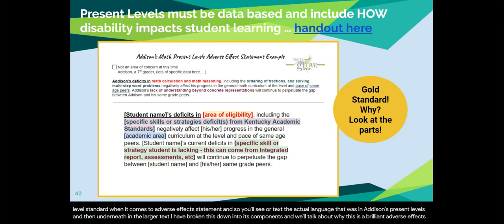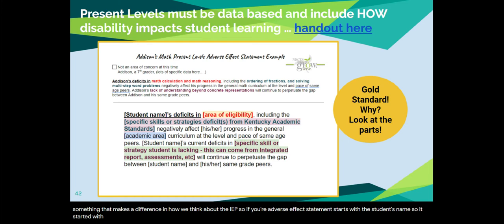And I said earlier in the first video that this statement can be so powerful. I equated it to a present, right? That it can be absolutely something that makes a difference in how we think about the IEP. So if your adverse effect statement starts with the student's name, so it started with Addison's and it said deficits in, and then in red, it said math calculation and math reasoning. These are the areas of eligibility for Addison. So key parts here, because that's where we want to know where Addison is struggling.